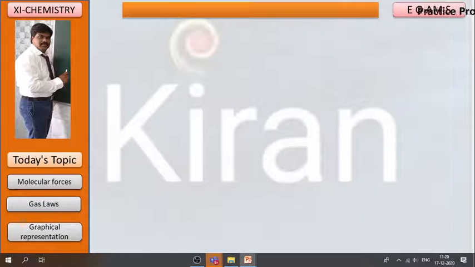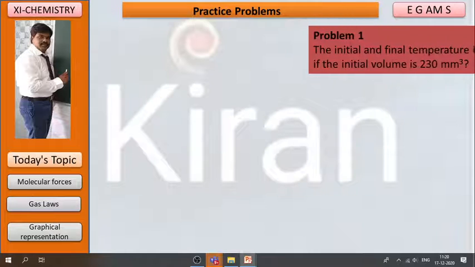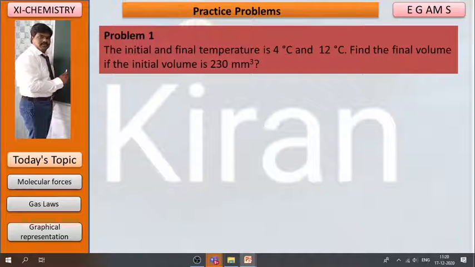First practice problem, number 1. The initial and final temperature is 4 degrees centigrade and 12 degrees centigrade. Find the final volume if the initial volume is 230 mm cube. Initial volume they have given in cubic meter, cubic meter means volume. And 2 different temperatures they have given. You have to find out the other volume.